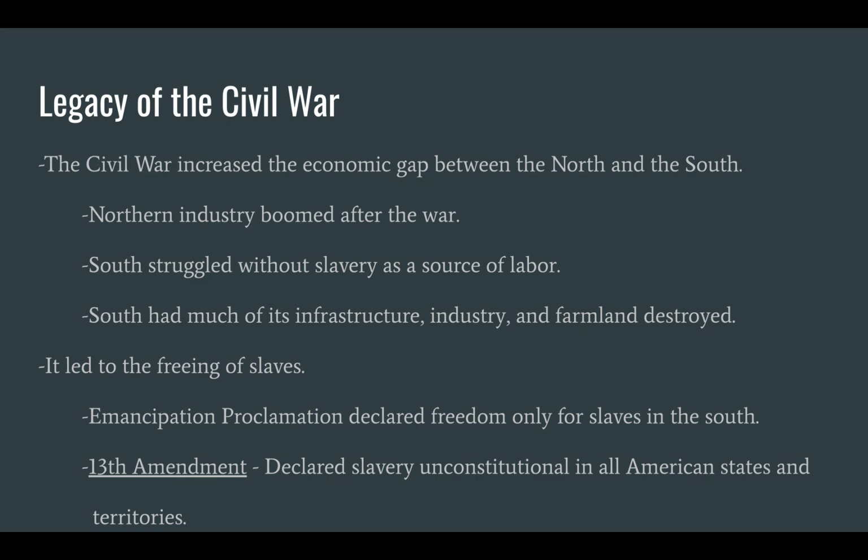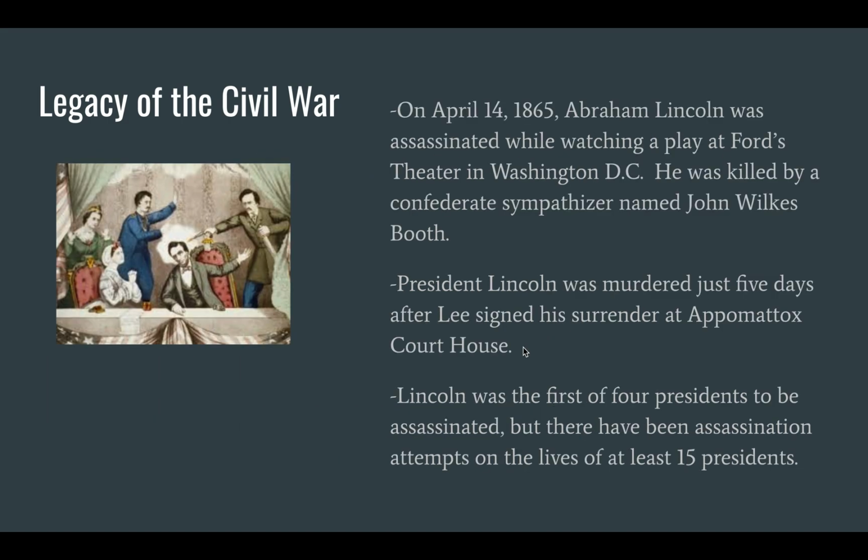And so they struggled. The South had much of its infrastructure, industry, and farmland destroyed. So if you don't know what infrastructure is, we're talking about roads and bridges and railroads and buildings. A lot of things were destroyed, and so they had to be rebuilt to even get back to where they were before. Industry, a lot of factories. The few factories that were in the South, many of them were destroyed. And much of the farmland had been torn up.